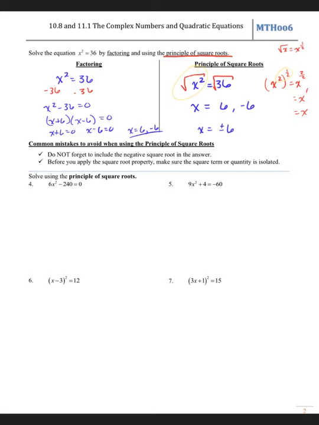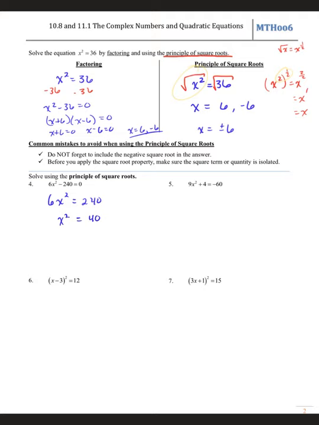First thing we have to do is completely isolate the perfect square. So we have 6x squared equals, and we have to add the 240 to the other side. Now, from here you could ask yourself, is this all a perfect square? And you say, no, 6 is not, so you need to keep going with this. So now we have to take 240 and divide it by 6, which would give us 40. So we have x squared equals 40.